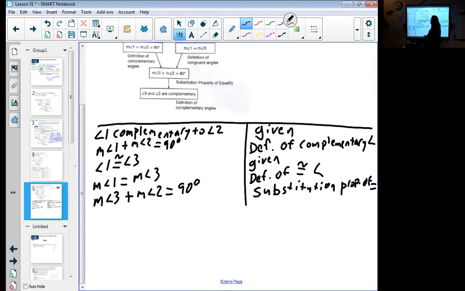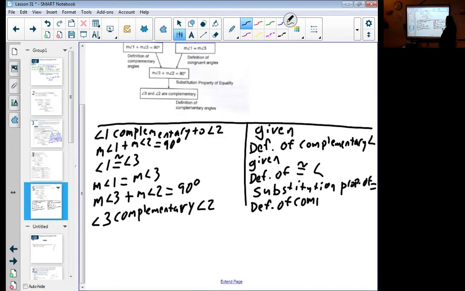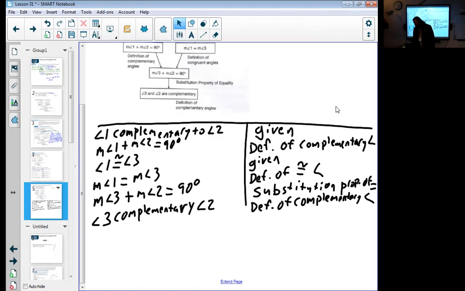Now we have angle 3 is complementary to angle 2. And we know that because of the definition of complementary angles. And that is it for part 1. I will see you shortly for part 2.